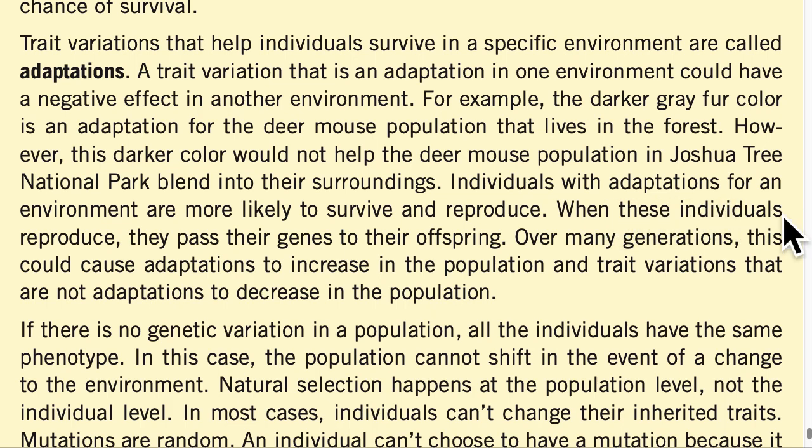Individuals with adaptations for an environment are more likely to survive and reproduce. When these individuals reproduce, they can pass their genes to their offspring. Over many generations, this could cause adaptations to increase in the population and trait variations that are not adaptations to decrease in the population.